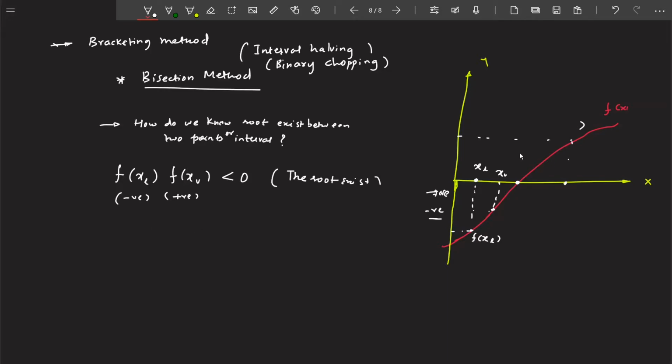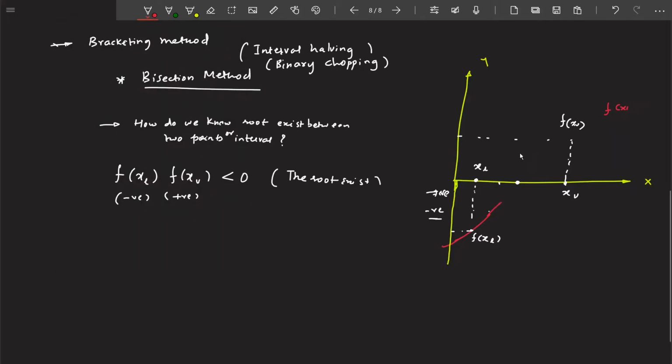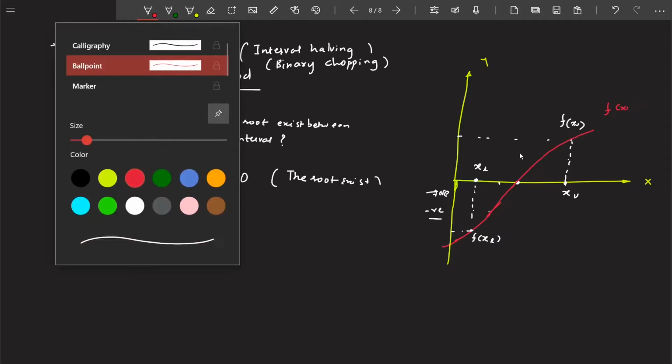So whenever you want to check whether the root exists between two points, you have to find the value of the function at both points and take the product. If it turns out to be negative, that means the root exists. If it turns out to be positive, the root doesn't exist. Okay. So this was about how we can check whether the root exists or not.